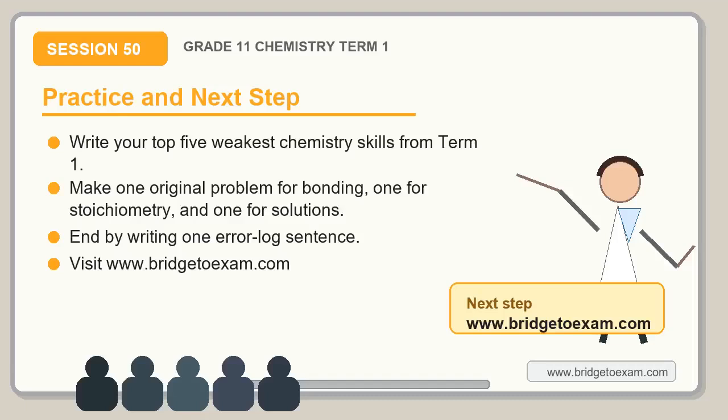Before you leave, practice actively. Task 1. Write your top 5 weakest chemistry skills from Term 1. Task 2. Make 1 original problem for bonding, 1 for stoichiometry, and 1 for solutions. Task 3. Complete a 20-question mixed review and update your error log. At the end of your study, write 1 sentence beginning, "The chemistry idea I must remember is."